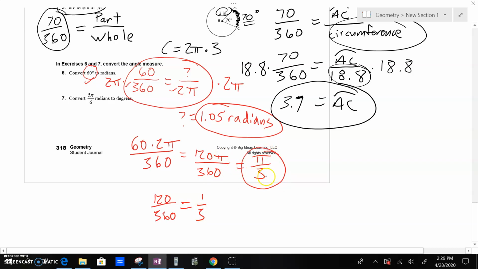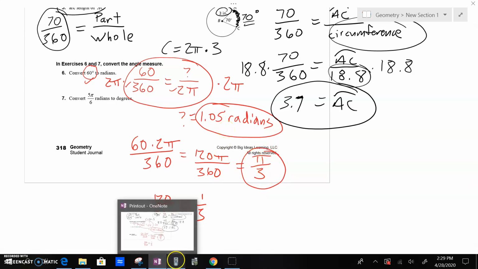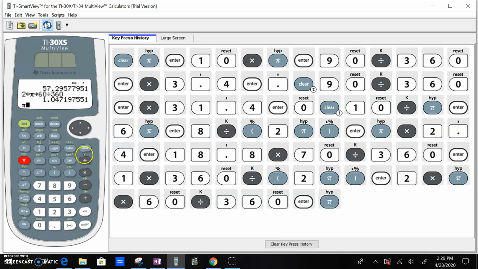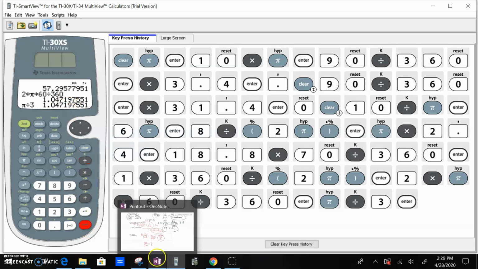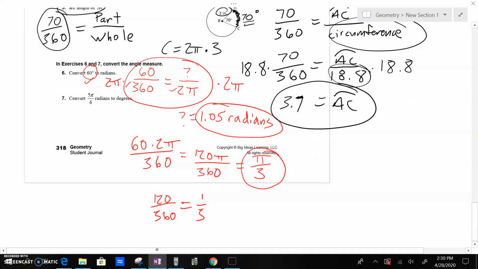Pi over 3, if we pop that into a calculator, better give us 1.05. Let's just make sure it does. So let's do pi divided by 3. Hit enter, and sure enough, those numbers match up perfectly, which they should. So these two mean the same thing. And depending on how the textbook wants you to express it, you could express it either way. If you're asked to round it, you use a decimal. And if you're just asked to leave it in non-rounded form, which sometimes gets called exact form, you can just leave it as pi over 3.